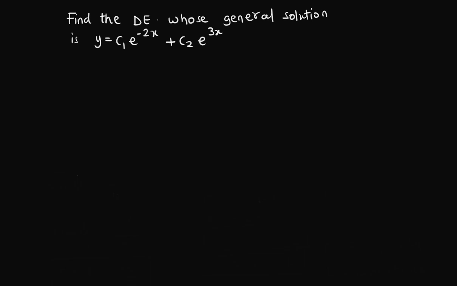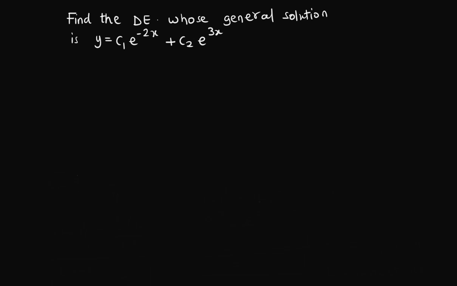In this lesson, we are going to learn how to solve this type of question. The question says that we should find a differential equation whose general solution is given as y equals c1 e to the power minus 2x plus c2 e to the power 3x, where c1 and c2 are arbitrary constants. So you have to find a differential equation whose general solution is what is given here.